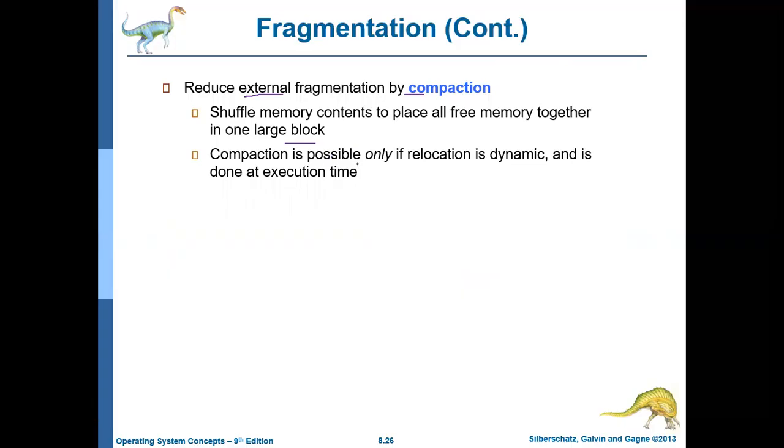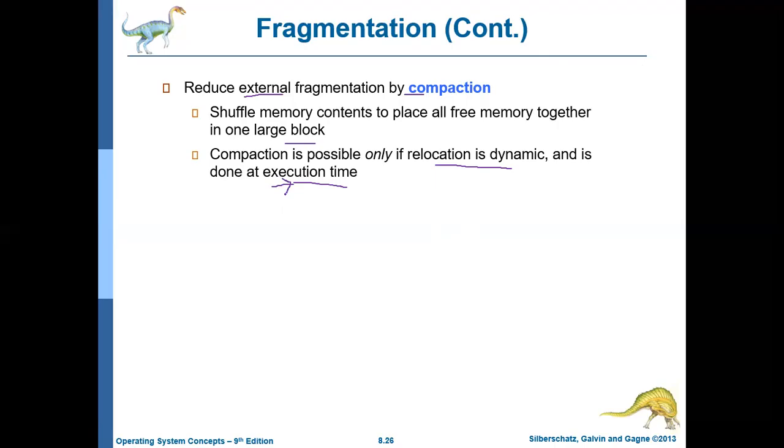Compaction is possible only if relocation is dynamic and is done at execution time. What does it mean? Previously we have discussed different binding schemes, like binding at compile time, load time and run time. So compaction is possible only if binding is done at execution time or run time. If binding is done at compile time or at load time, it is not possible, because in that case already you are fixing the address for every process, and directly the physical address will be created.